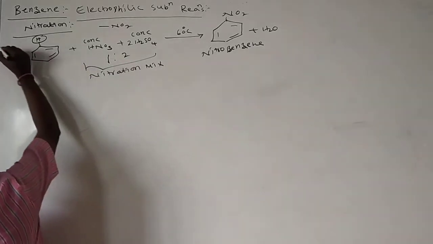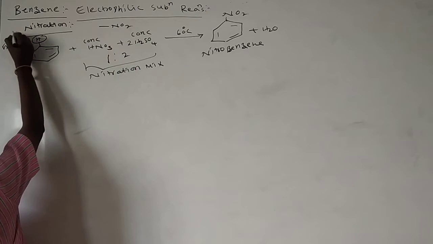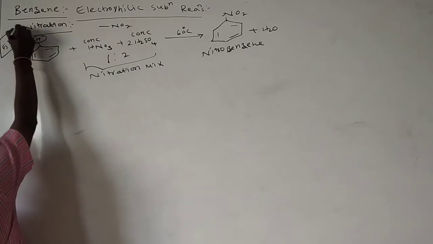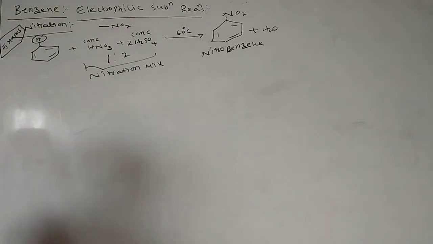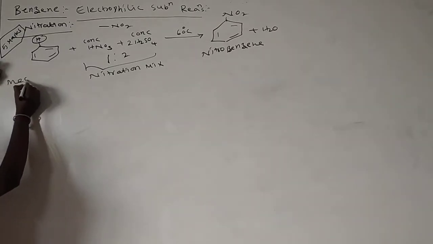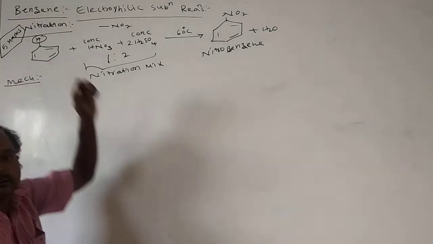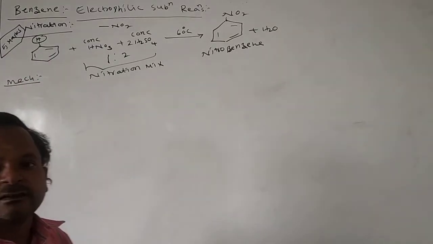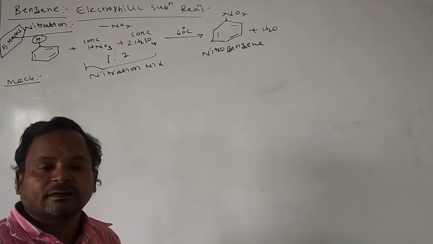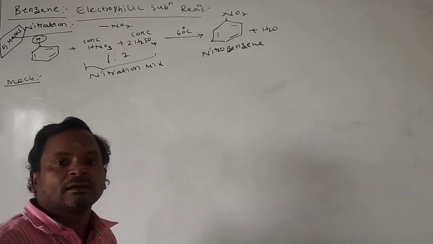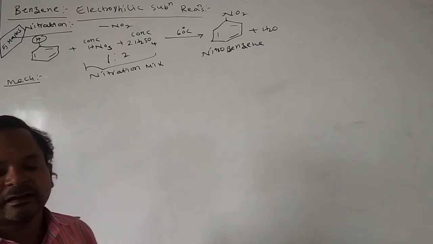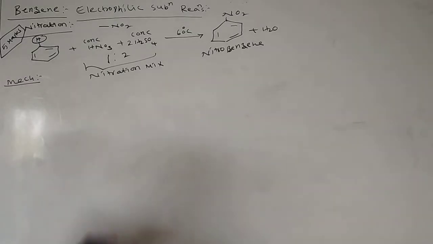This is an important question from the PU point of view, 5 marks. Here we have 4 or 5 important reactions. All those are very important for the PU. See the mechanism for this reaction. All electrophilic substitution reactions involve 3 steps. One is formation of an electrophile. Second, formation of sigma complex. And third, removal of H plus ion. Those are the 3 important steps.